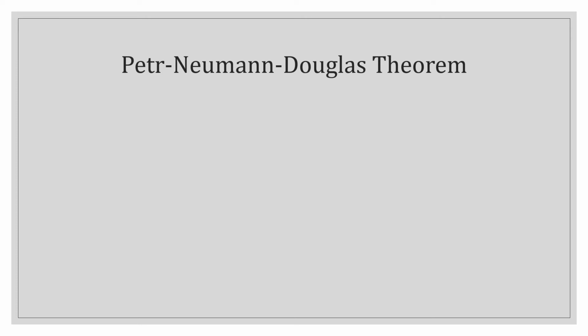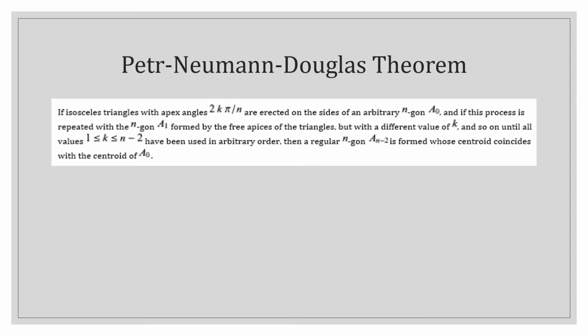Van Obel started at the Peter-Newman-Douglas theorem, which states that if isosceles triangles with apex angles of 2kπ/n are erected on the sides of an arbitrary n-gon A_0, and if this process is repeated with the n-gon A_1 formed by the free apices of the triangles, but with a different value of k, and so on until all values of 1 ≤ k ≤ n−2 have been used in arbitrary order, then a regular n-gon A_(n−2) is formed, whose centroid coincides with the centroid of A_0. From this theorem, we have a couple of special cases.